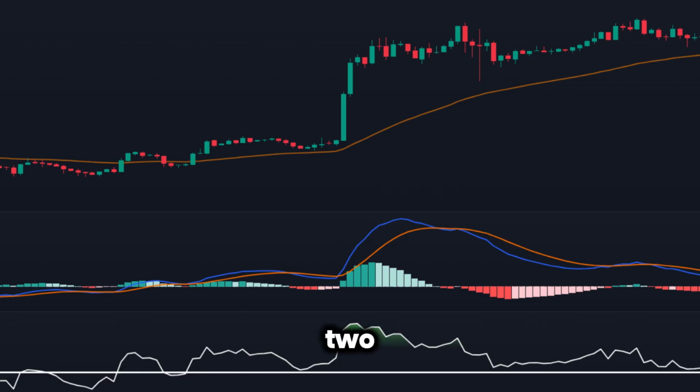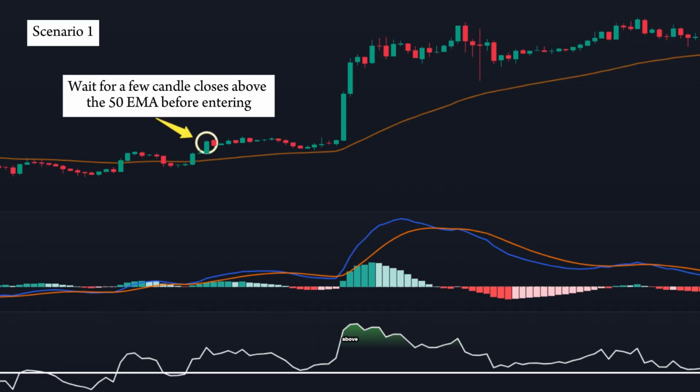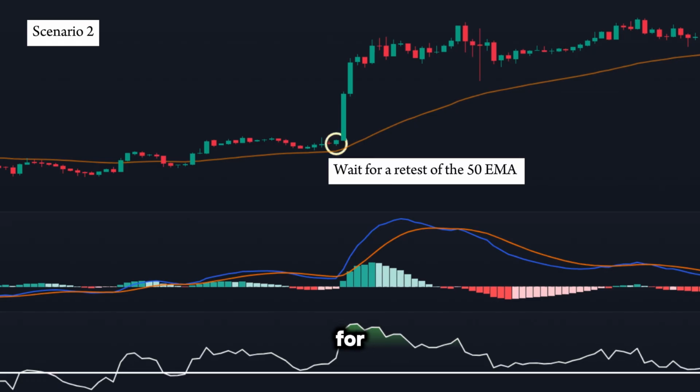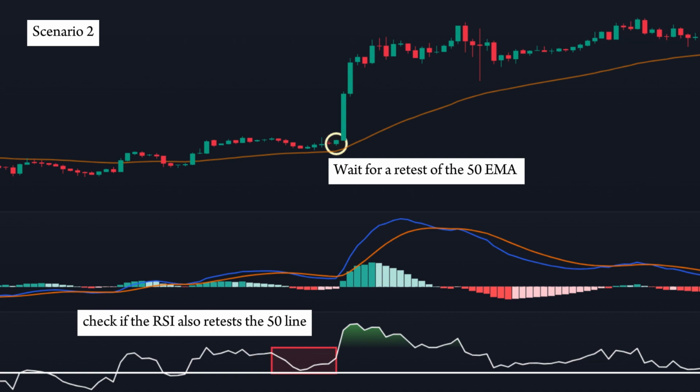Traders can consider two scenarios. Scenario 1, wait for a few candle closes above the 50 EMA before entering. Scenario 2, wait for a retest of the 50 EMA since moving averages can act as support or resistance. For double confirmation, check if the RSI also retests the 50 line.